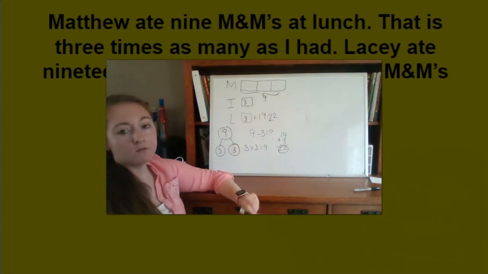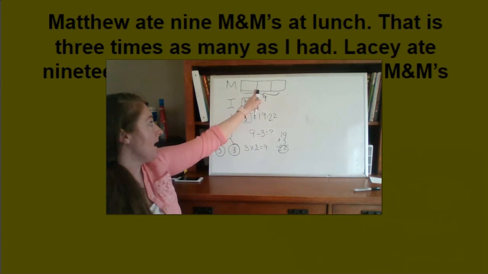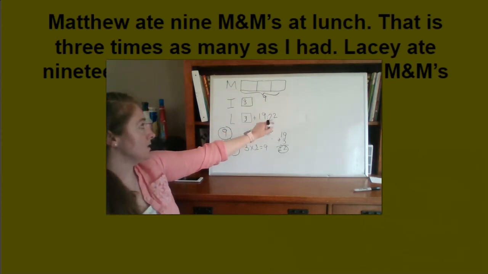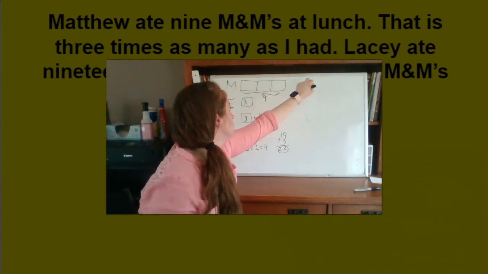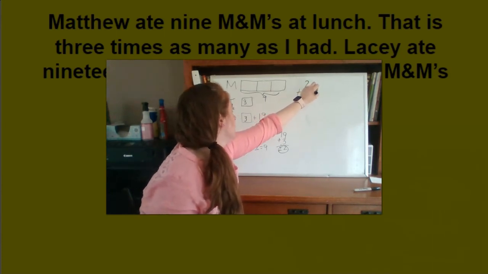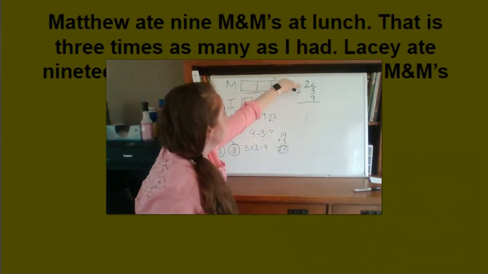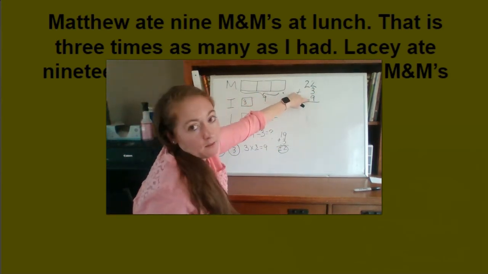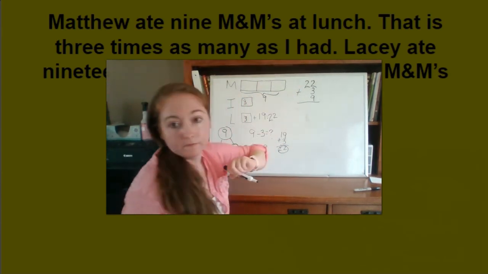But the question doesn't really care what Lacey has. The question asks, how many did we eat all together? So I need to put in Matthew, myself, and Lacey. So that's going to be 22 plus 3 and 9. This is Lacey, this is myself, and this is Matthew. Oh, my 2 didn't come out very good on there. Okay, here we go.